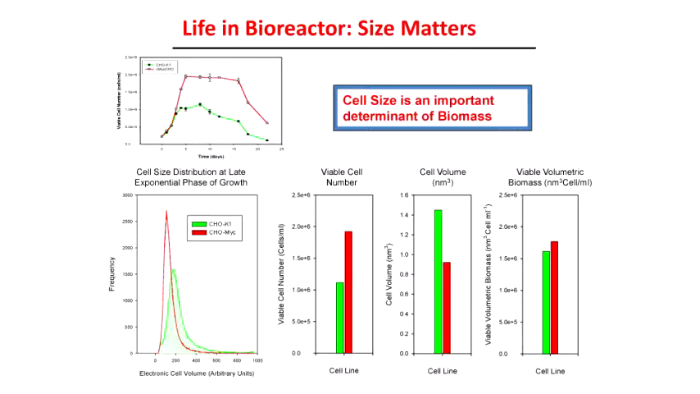Here we look at the viable cell number between the c-Myc cell line and the control. Cell volume decreases, shown here as the volumetric. So from these, we concluded that the cell size is an important determinant of biomass. And we advise industry to look at the biomass rather than the cell number, because of the variation in the cell size, using the same methodology of looking at the cell biomass as for microbial culture.